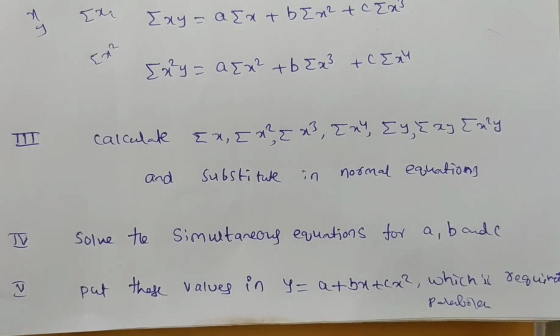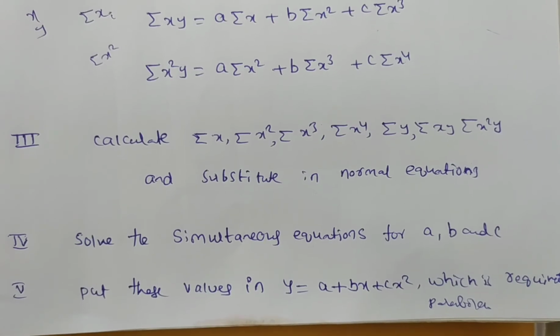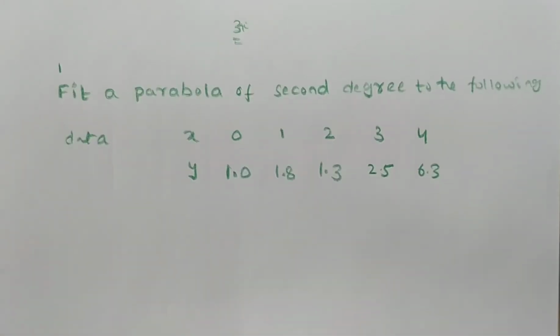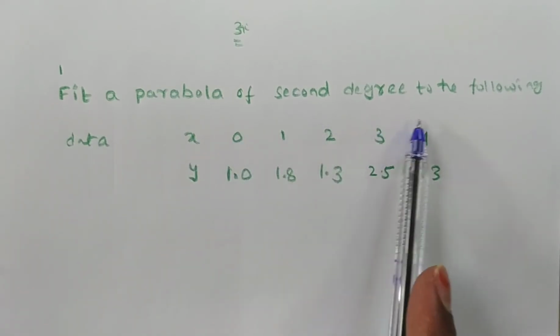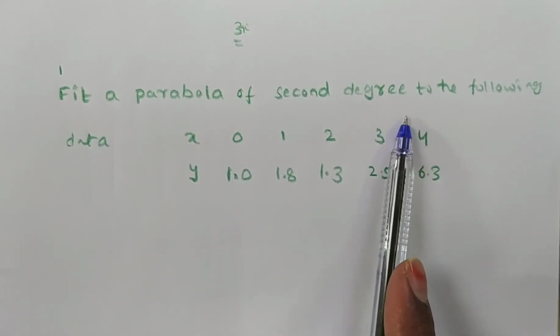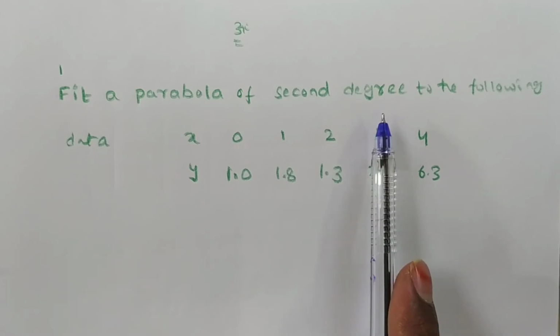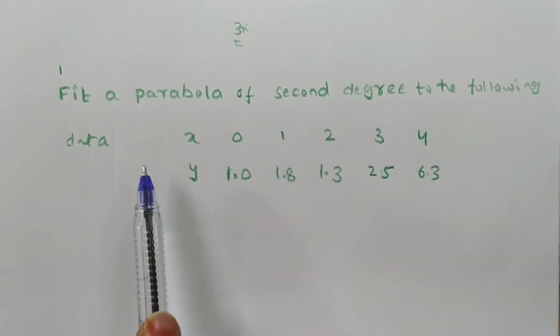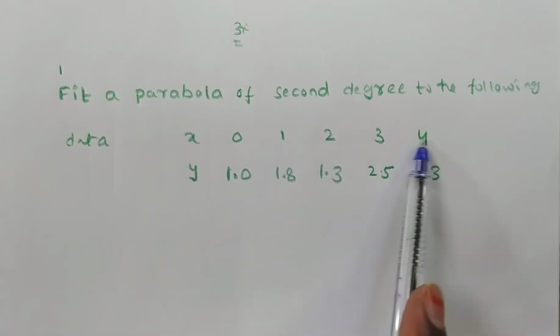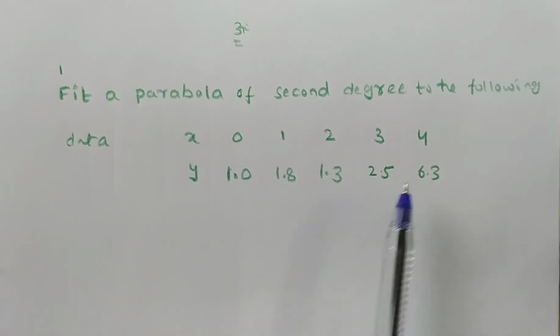Now we will discuss the problem. The given problem is: fit a parabola of second degree. Generally a parabola is of second degree only, a polynomial of degree 2, to the following data. The x values are given and the corresponding y values are also given.